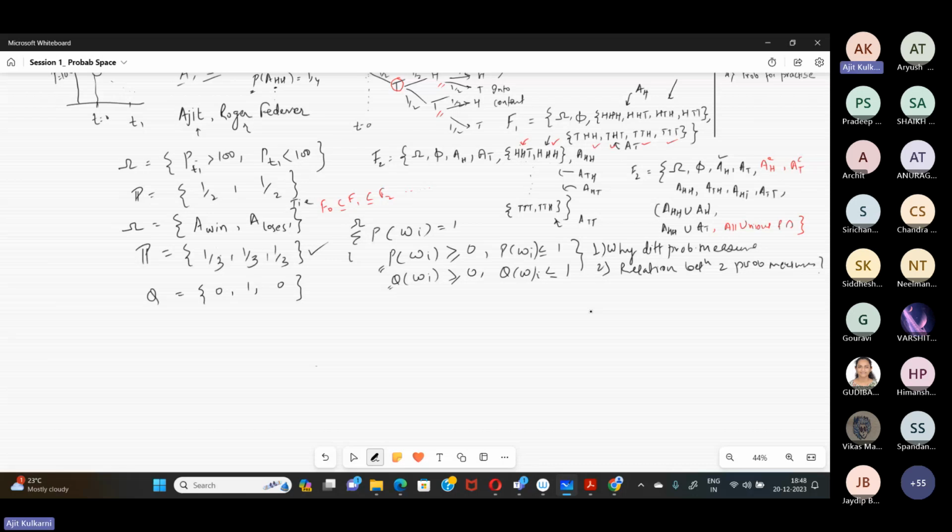Natural probability measure. And I'll say a new probability measure for now. Some of you must have heard this: in quant finance it is called the risk neutral probability measure. So, what is the natural probability measure?